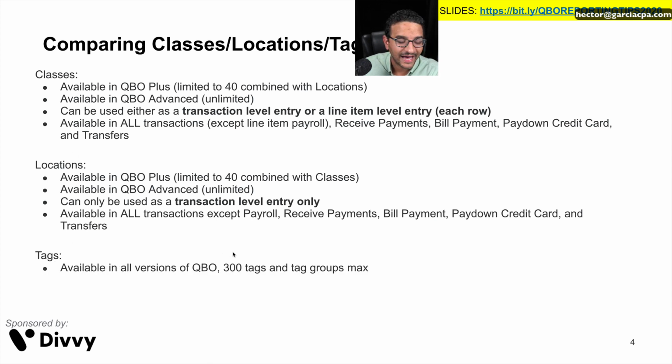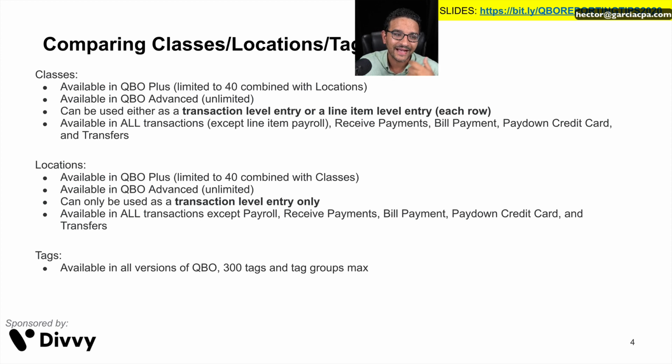And then we have tags. So tags are available in all versions of QuickBooks Online. Doesn't matter if you have the least expensive version or the most expensive version, tags will be available. They work the exact same way. There's a limit of 300 total tags and tag groups you can use. So that's plenty. For most people, you shouldn't need any more than 300 anyway. So from a feature availability perspective, compared to locations and classes, tags seems to be the winner.